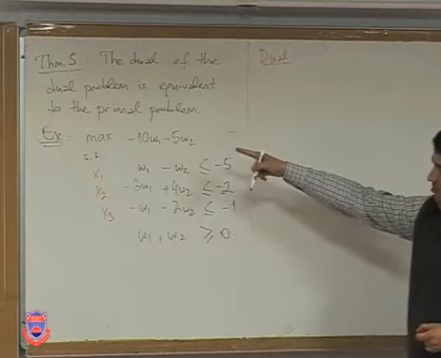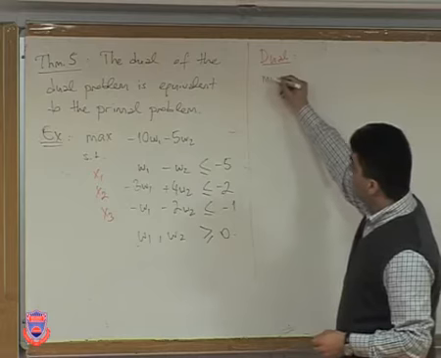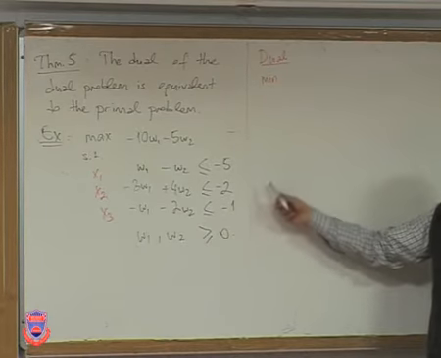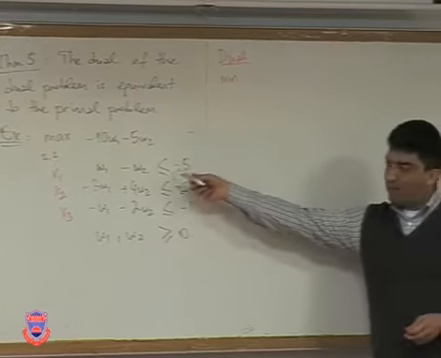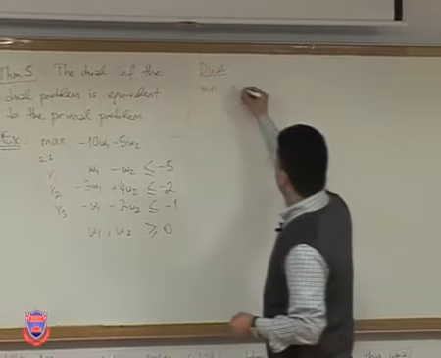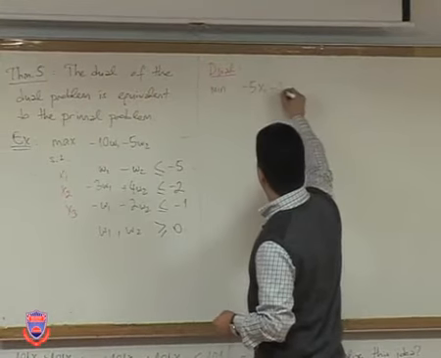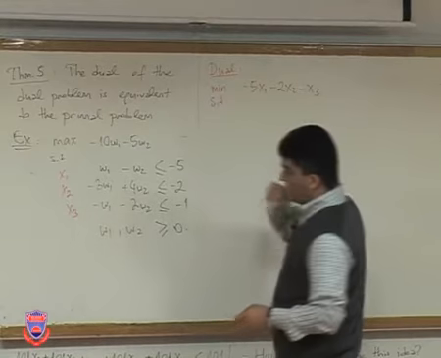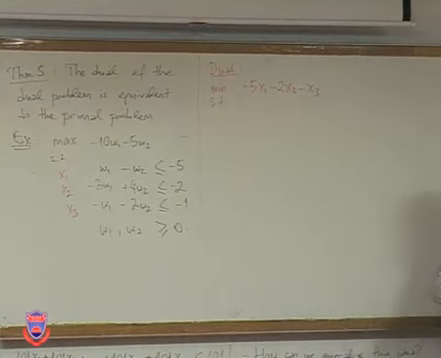So this is a maximization problem. The dual will be a minimization problem. Okay. What is the objective function of the dual of this problem? Minus 5 times x1, minus 2 times x2, minus 1 times x3, basically, right? So I have minus 5x1, minus 2x2, minus x3. Now, what are the constraints?